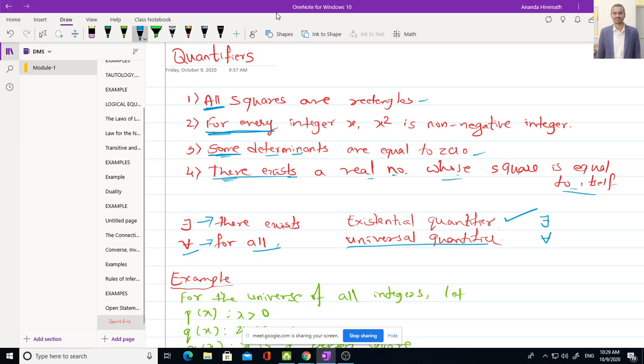Not only for all, here I can write for every or for any. Such words are denoted by this for all. And there exist, instead of there exist we may write some, or sometimes few people, like that. So such words should be denoted by this there exists symbol. Let us consider one example now.